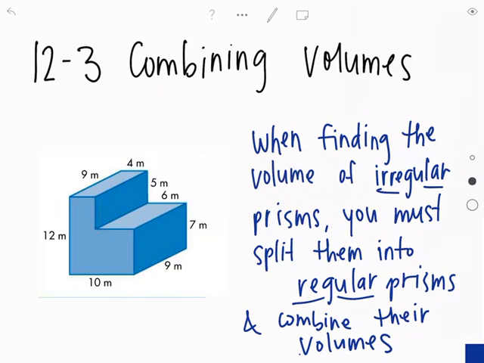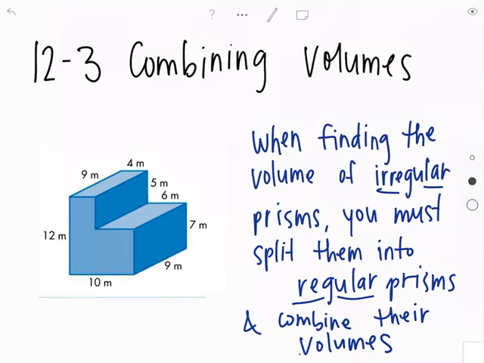Okay, so let's get started today. I'm going to change this color. So, like I mentioned, when you find the volume of an irregular prism, you have to do something a little bit different in order to find the accurate volume. So, if you look at the notes, also please make sure you have a notebook so you're writing down this information for your notes.